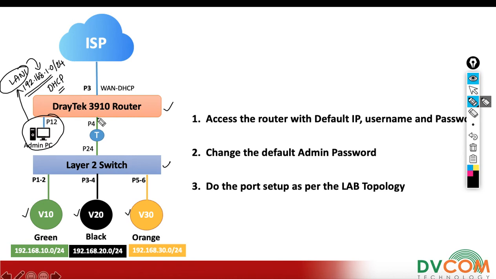Then port number 4 in my DrayTek router, I am going to tag these 3 VLANs. So port number 4 is going to carry VLAN number 10, 20 and 30 information.